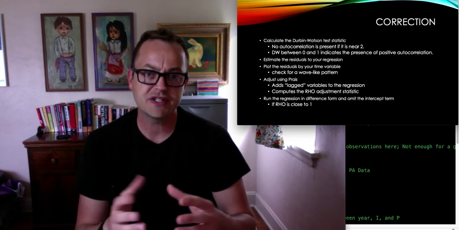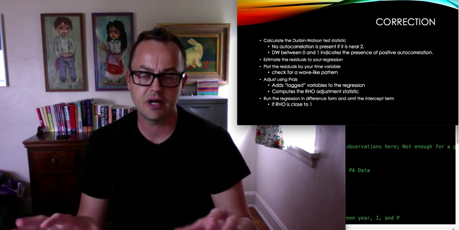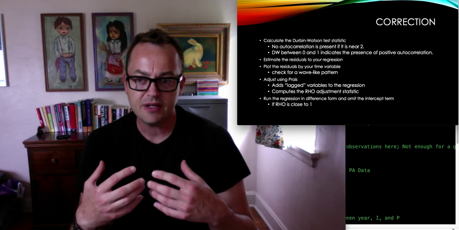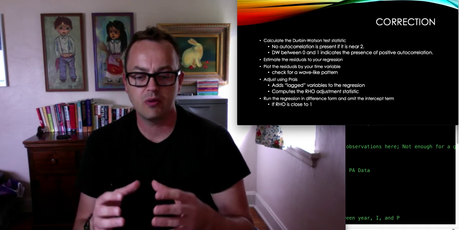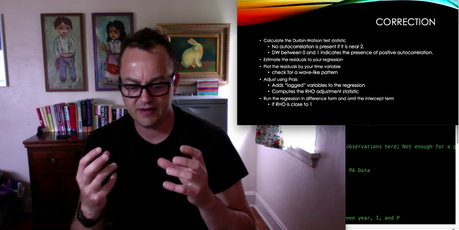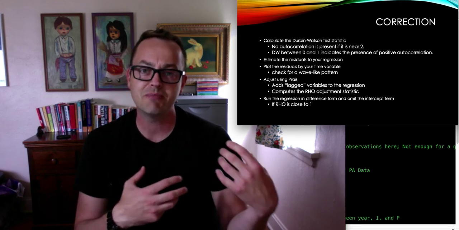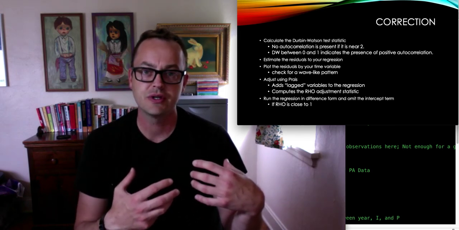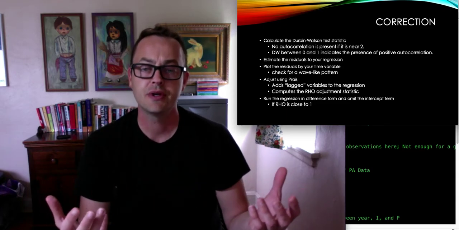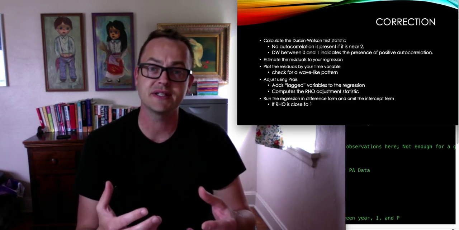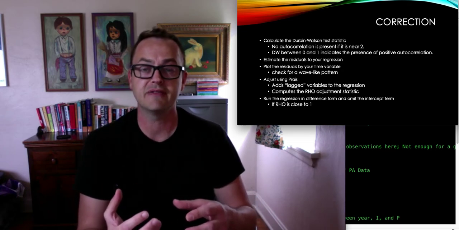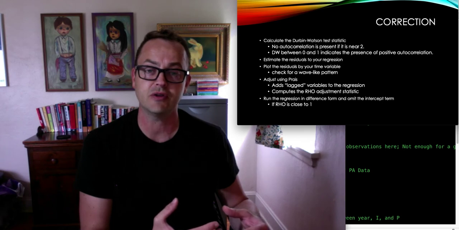There are two ways to adjust for it once you have established that autocorrelation is probably a problem. The standard one is, one of the problems going on here is the variables themselves are somehow dependent on last year's amounts. For example, this year's prices have something to do with last year's prices. This year's income levels may have something to do with last year's income levels.